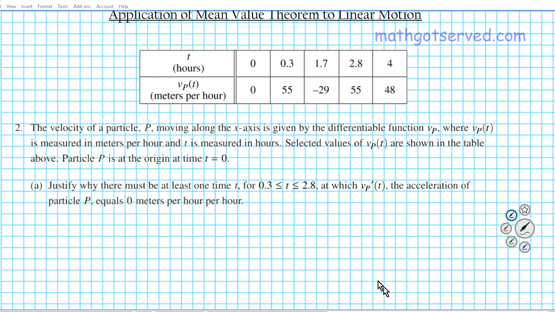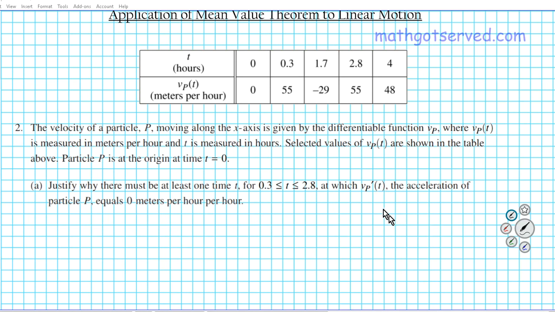The velocity of the particle p moving along the x-axis is given by the differentiable function v sub p of t, measured in meters per hour, where t is measured in hours. Selected values of v sub p of t are shown in the table above. Particle p is at the origin at time t equals 0.